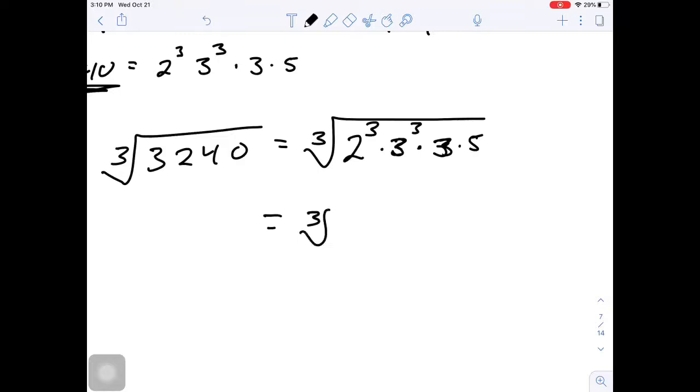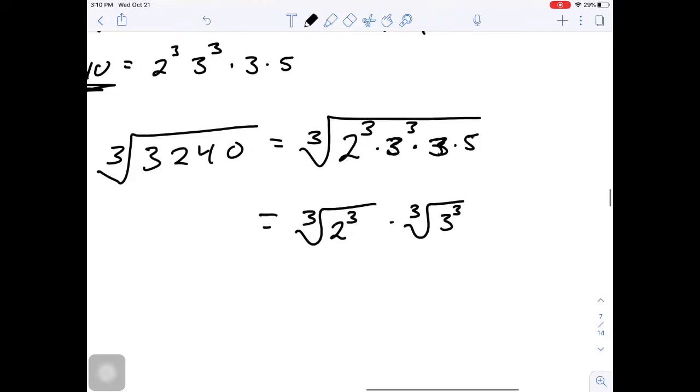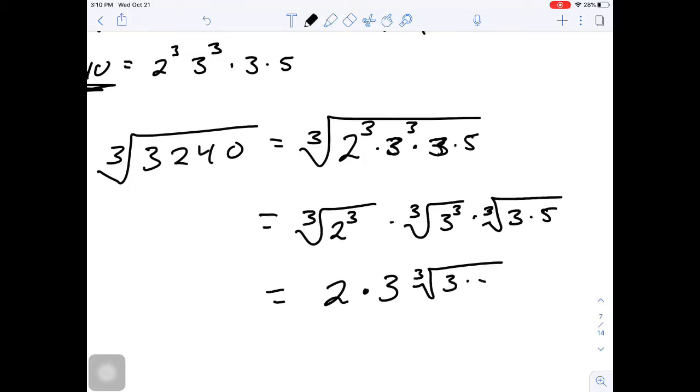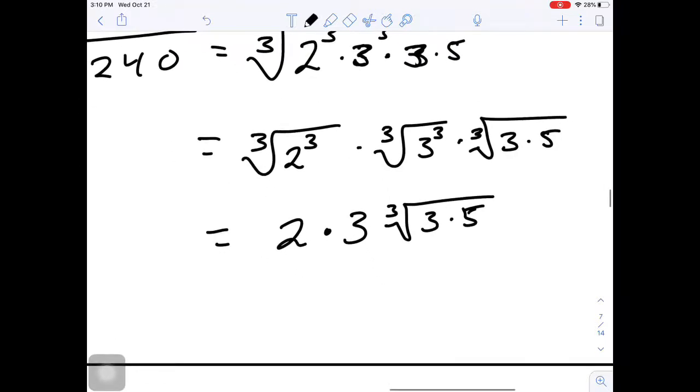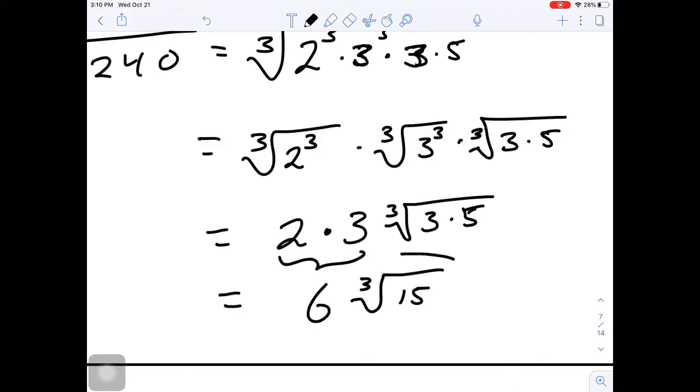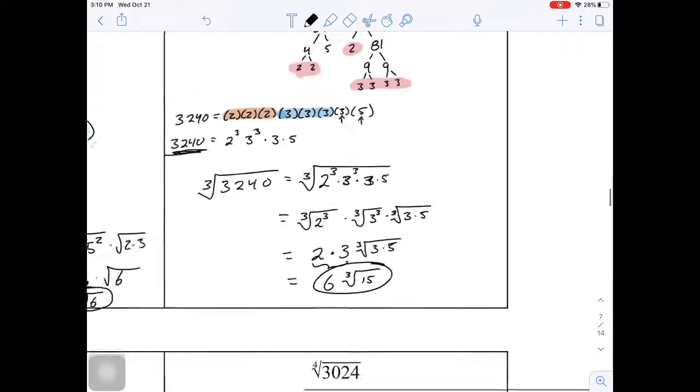So this will become the cube root of 2 cubed, multiply the cube root of 3 cubed, multiply the cube root of 3 times 5. Okay? This cube root is canceled out by this cube. So this just becomes 2 times this, cube root cancels out this cube. So this becomes 2 times 3 multiplied by the cube root of 3 times 5. Now 2 times 3 equals 6, cube root of 15. And there is our mixed radical.